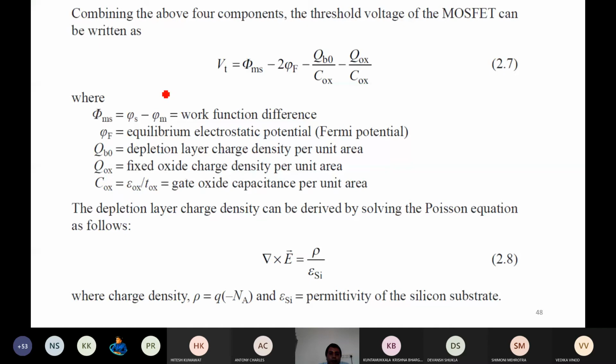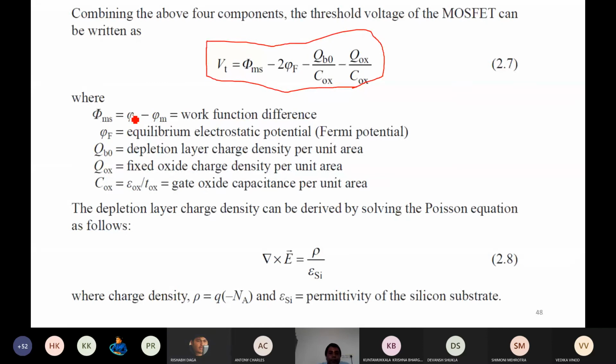So these are the basic terms which we have to calculate one by one. Threshold voltage is phi ms minus 2 phi f minus Qb0 by Cox minus Qox by Cox. Where phi ms is the work function difference between semiconductor and metal. Phi s is the work function of the semiconductor, and phi m is the work function of the metal. So it is the work function difference between the metal, here polysilicon, and the semiconductor, here silicon.